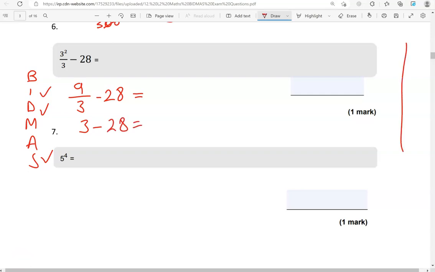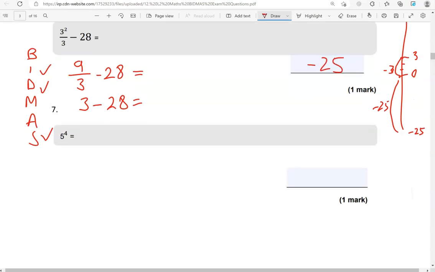So if you think of a number line or thermometer, we've got 0 here, we've got 1, 2, 3, and we're going down by 28 degrees, for example. So 3 up to this point to get to 0, and it will be another 25 going down, because 3 and 25 makes 28. So we're going to get to negative 25 when we take away 28 from 3.